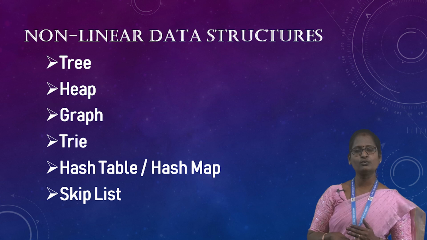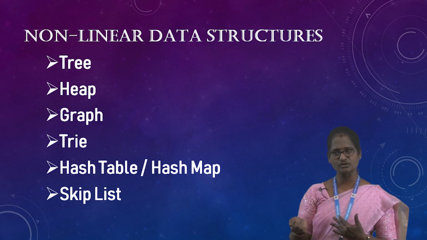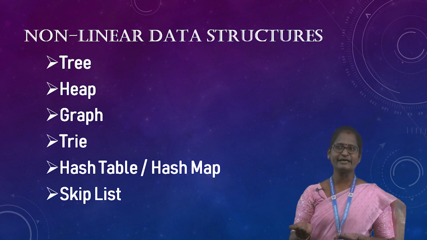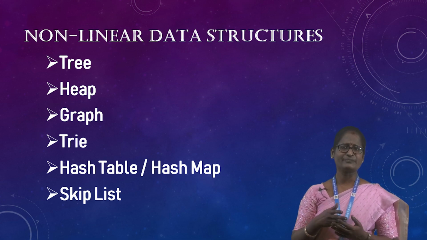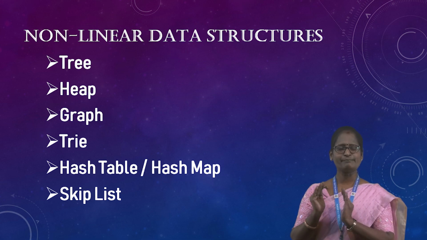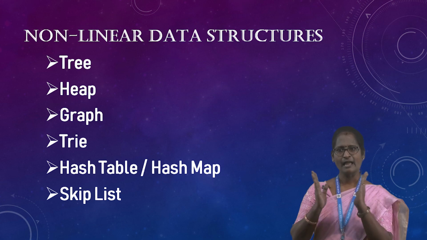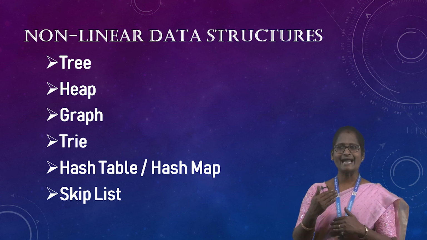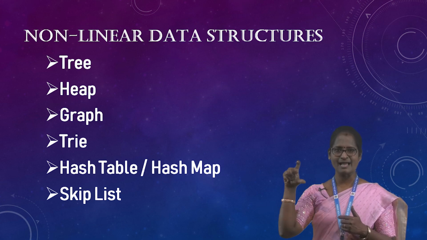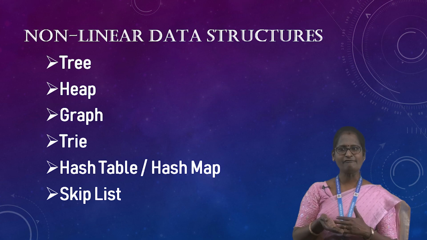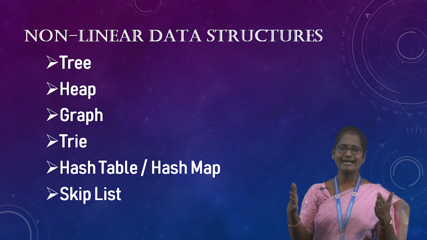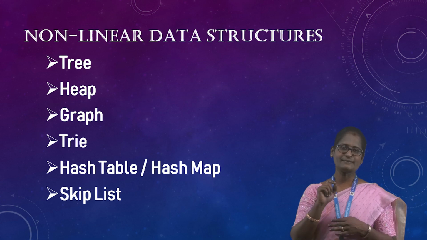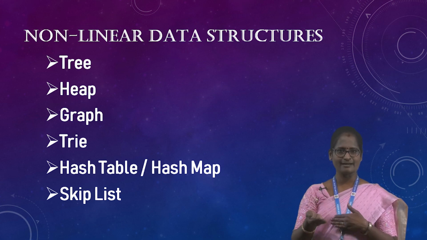The types include binary trees, binary search trees, AVL trees, B trees, red-black trees, and so on. Then the heap, a special binary tree that maintains a specific order between parent and child nodes. The types include minimum heap and maximum heap. Then the graph, which consists of a set of nodes and a set of edges connecting pairs of nodes. The types include directed and undirected, weighted and unweighted graphs.